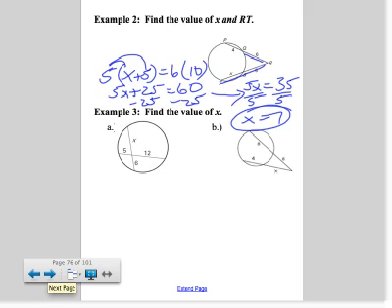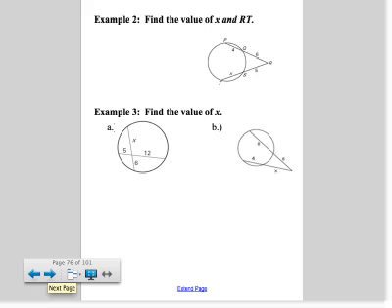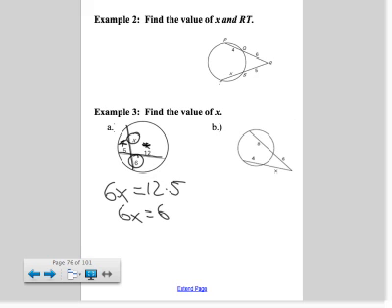Okay, this next example, example 3 here, kind of summarizes both of these ideas at one time. So we have one example of each. In this first part it says just find the value of x. So again, you have two chords that intersect. And so we know that the product of x and 6 has to be the same as the product of 12 and 5. So 6x equals 12 times 5, which is 60. Divide both sides by 6. X in this particular diagram has to be 10.